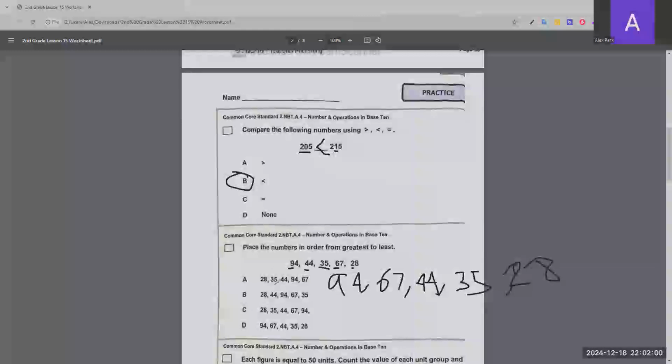So let's look at our options. A, B, and C all don't work because it starts at 28 when we did start at 94. So D is the answer.